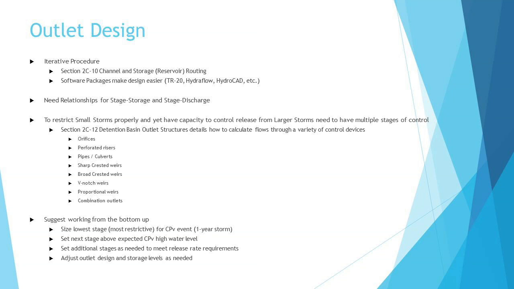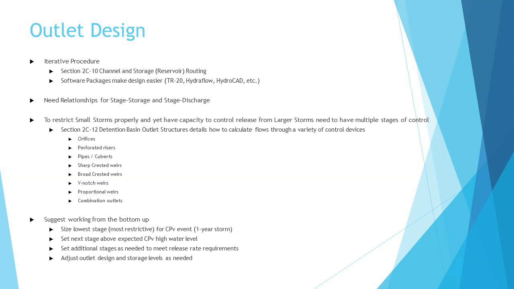You know, then the key thing is when you've got your size, now you have to figure out your outlets. And this is going to be an iterative process. You're going to have to just find out what works best. You've got different options that are laid out in the Iowa Stormwater Management Manual. In 2C12, it talks about different outlet structures and how to calculate the outflow rates from those. So use that as a reference, but there are orifices and perforated weirs, perforated risers, pipes and culverts, a sharp-crested weir, broad-crested weir, V-notch weirs. There's all sorts of options.